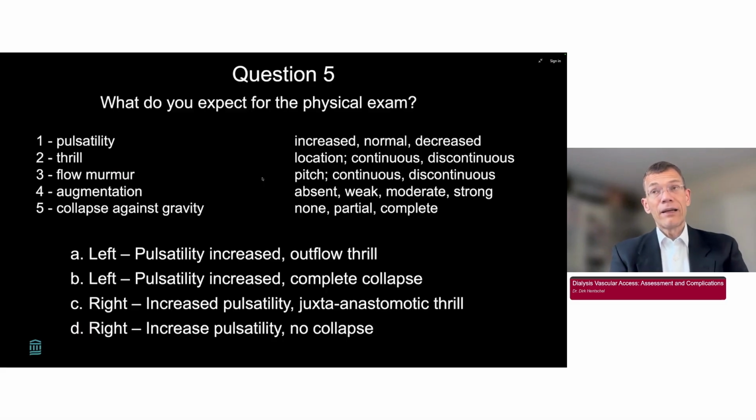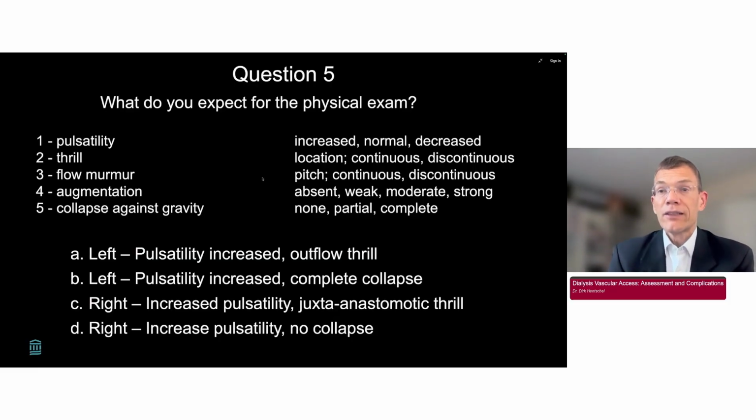The augmentation is basically how strong an access will pulse when you occlude it completely. So if you have an inflow stenosis that's very severe, then even with complete occlusion, the access will only have a very mild pulse. A very high flow access without inflow stenosis will have very strong pulsatility and very strong augmentation. And then you have the collapse against gravity, which is basically a balance measurement for the capacity of the inflow in relation to how much blood comes in.